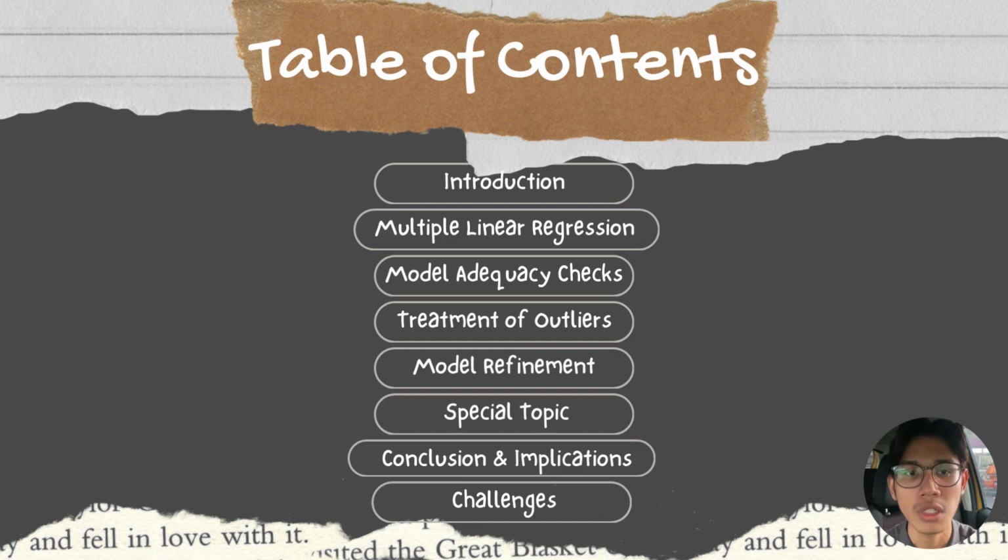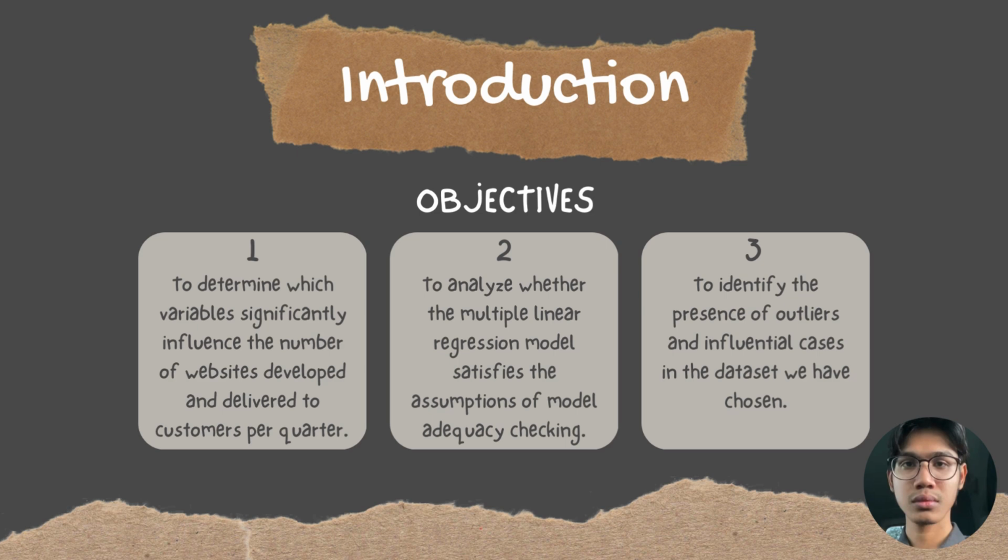So, this is our table of contents. We have introduction, multiple linear regression, model adequacy checks, treatment of outlier, model refinement, special topic, conclusion and challenge. So this is our introduction.